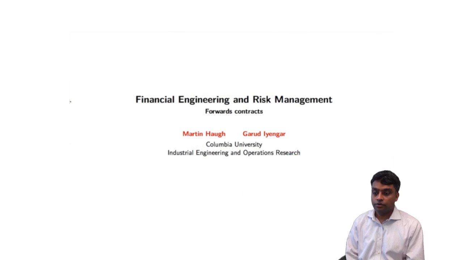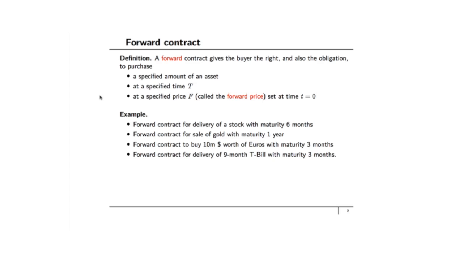In this module, we are going to introduce you to the forward contract and also how to use the no arbitrage principle to price forward contracts. A forward contract gives the buyer the right and also the obligation to purchase a specified amount of an asset at a specified time, capital T, at a specified price, capital F, called the forward price, which is set at time t equal to 0.